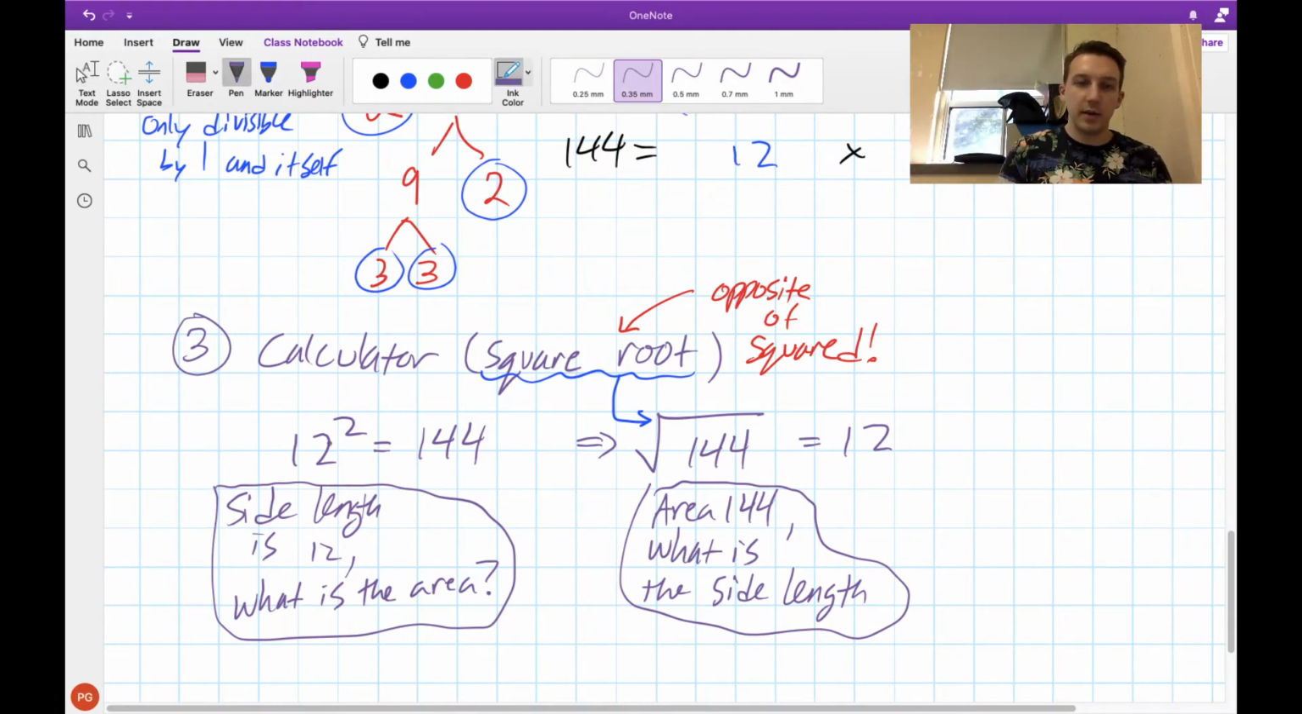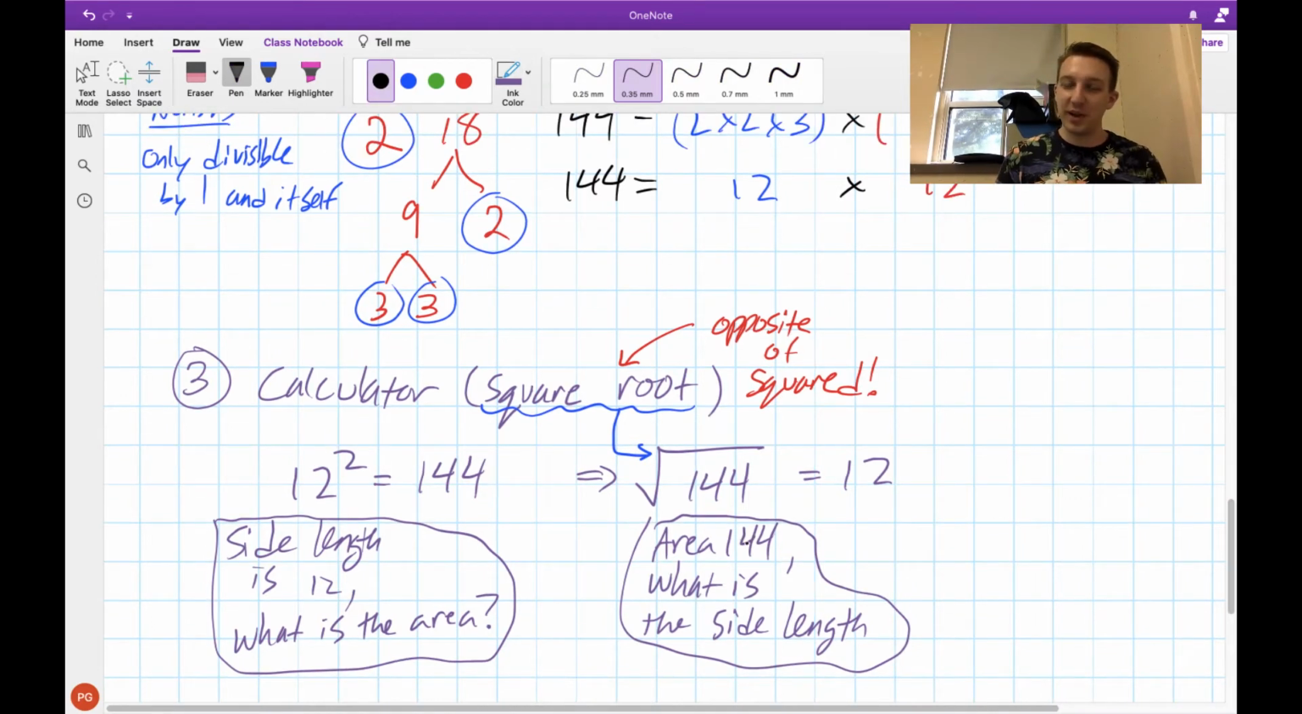For this, when we take 12 squared, what we're really doing is saying our side length for the square is 12, and then calculating what is the area. So we're using this squared to find the area. Square roots go in reverse. We start by knowing the area is 144, and we want to know what is the side length. We would take the square root of 144 and get 12. So that would be our side length.